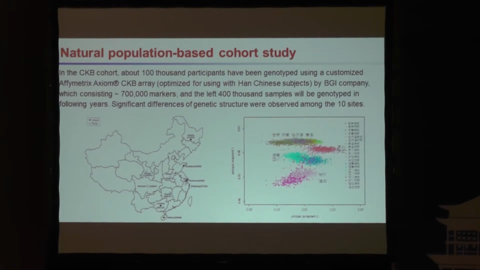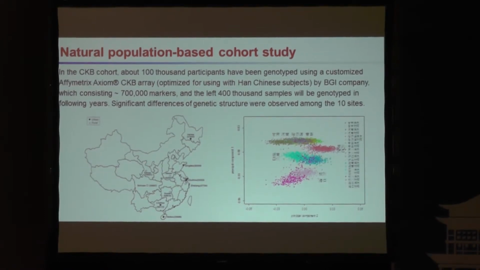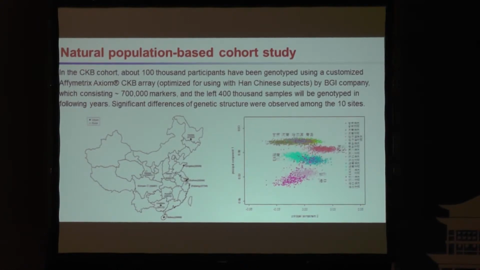In the CKB cohort, by now about 100,000 participants have been genotyped using a customized array. The array consists of more than 700,000 markers, and for the rest, 400,000 samples will be genotyped in the following years. Based on the CKB data, we observed that there was a significant difference in the genetic structure.